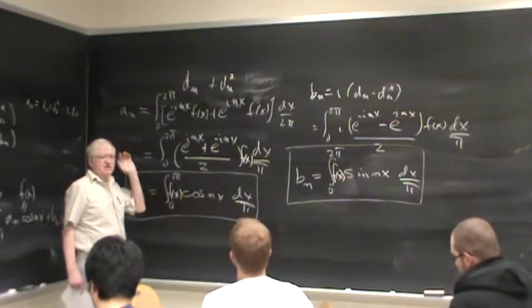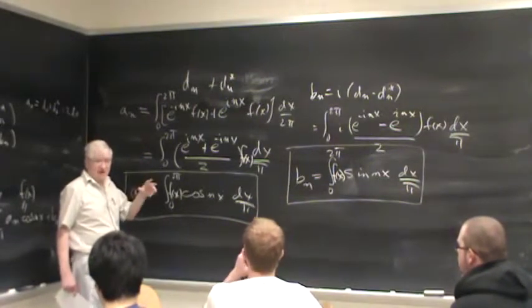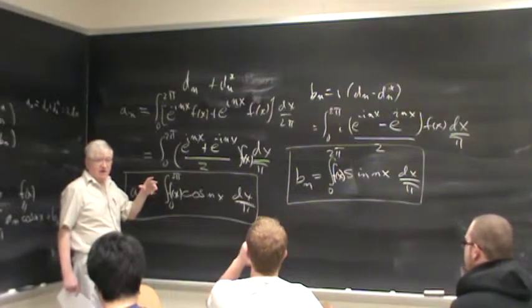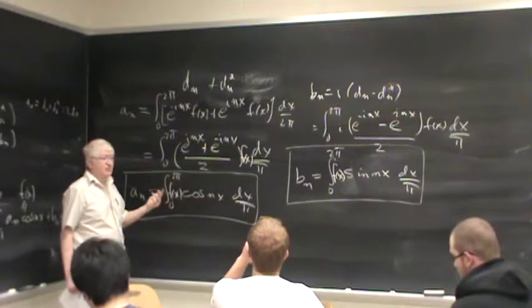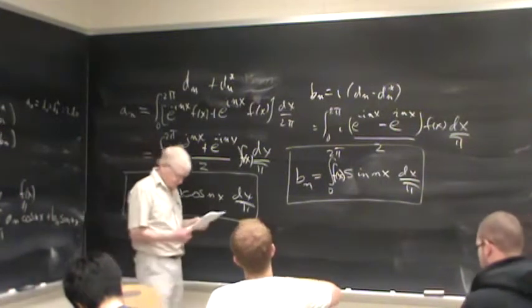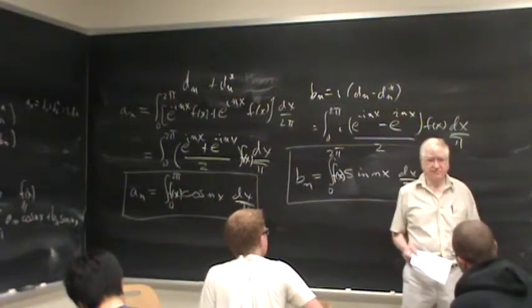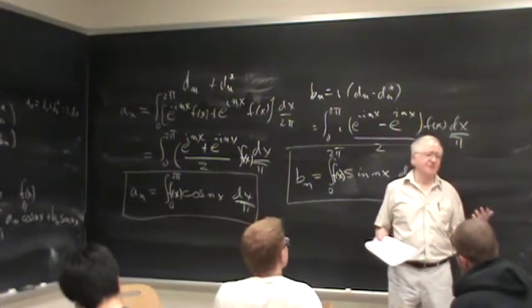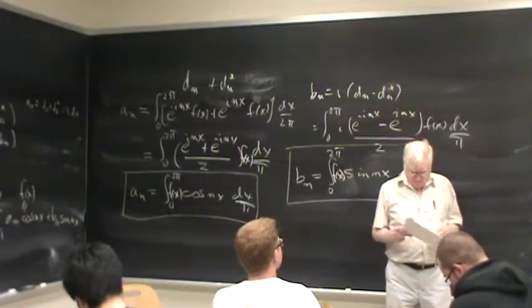So if your function is even or odd and periodic, then you're better off with an interval minus pi to pi, because you're going to get half of them to vanish. That means you only have half as many integrals to do. Or in practical purposes, you have one integral instead of 2. Okay.